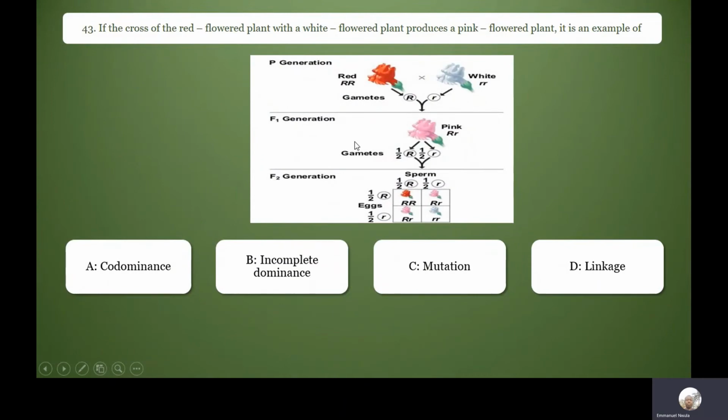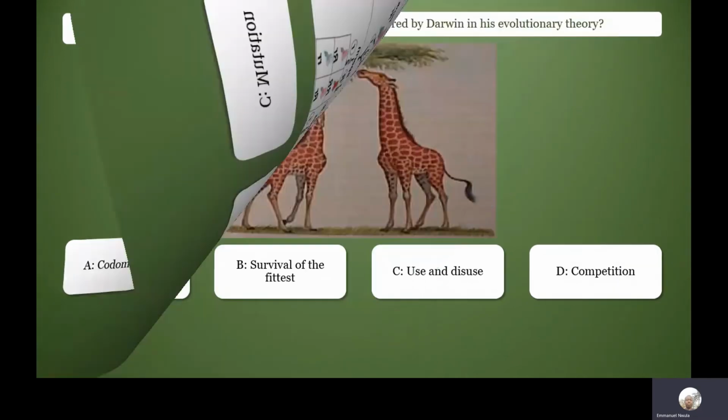If the cross of the red flowered plant with a white flowered plant produces a pink flowered plant, it is an example of incomplete dominance, as one allele did not completely dominate the other. The red did not completely dominate the white flower, so you have a pink flower. That's another phenotype, so it is called incomplete dominance.